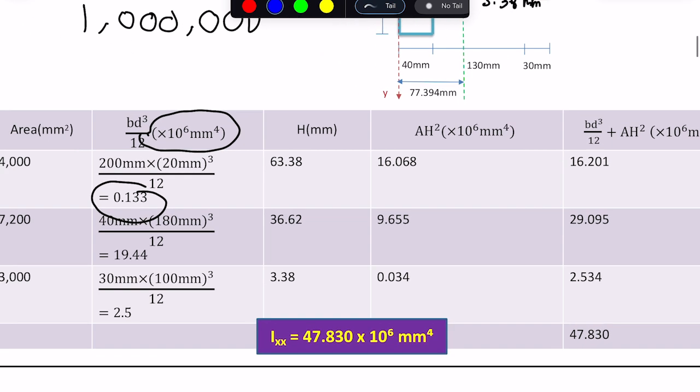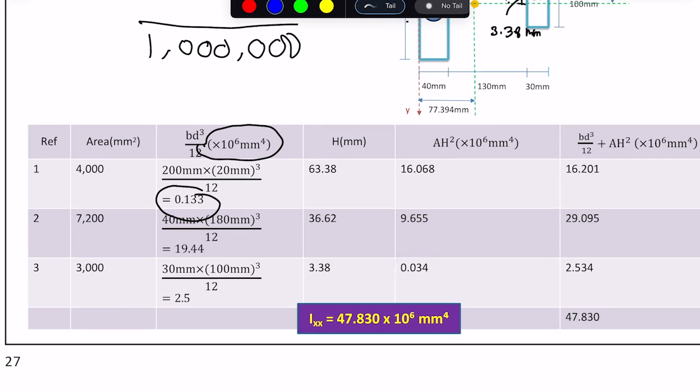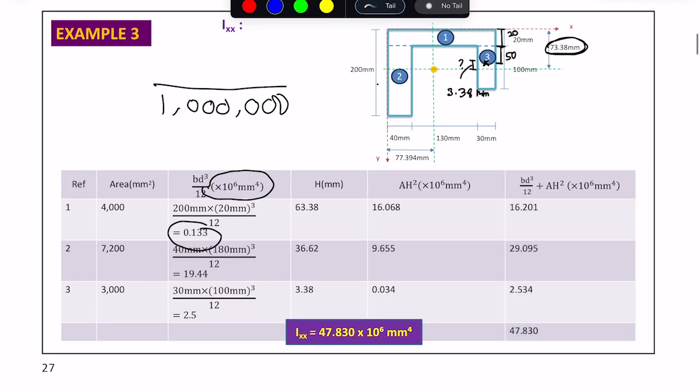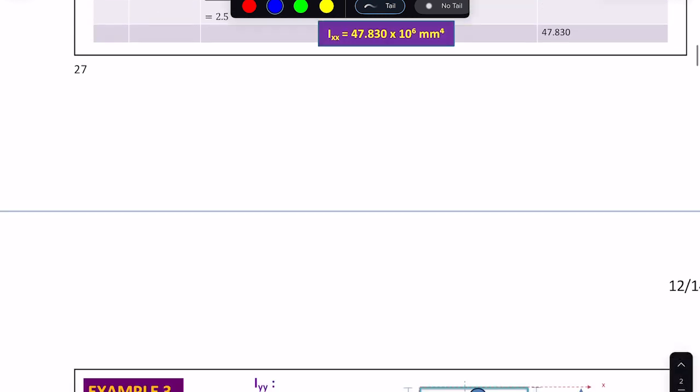Get the value of AH square next. So 3.38 power of 2 times 3,000 and divide it with 1 million to make it in this manner. You will get 0.034. So add this 0.034 with 2.5. It is 2.534. And because there are no minus signs here, all the sections we need to add. So add all these together and you will get the value of IXX for this compound section.